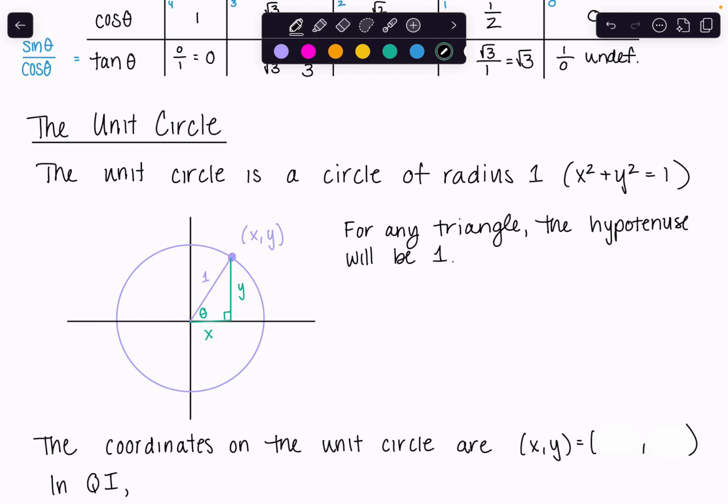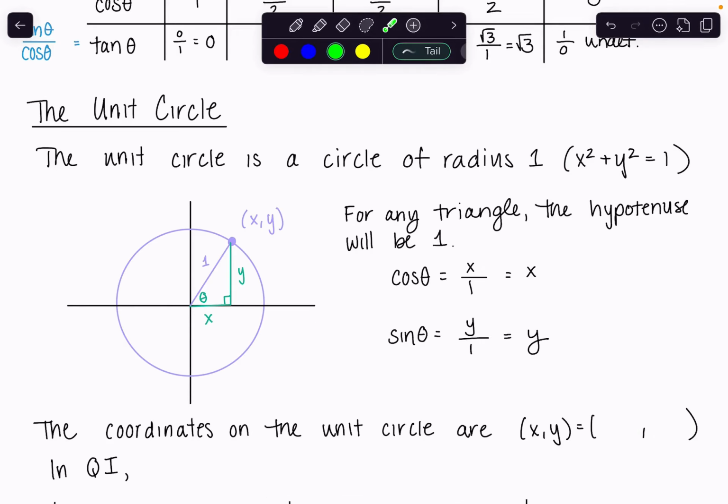So what that means is if I take cosine of whatever this angle is, that is the adjacent over the hypotenuse. So that is x over 1, which is just x. And then same thing with sine. Sine of the angle is opposite over hypotenuse. So y divided by 1 is just y.